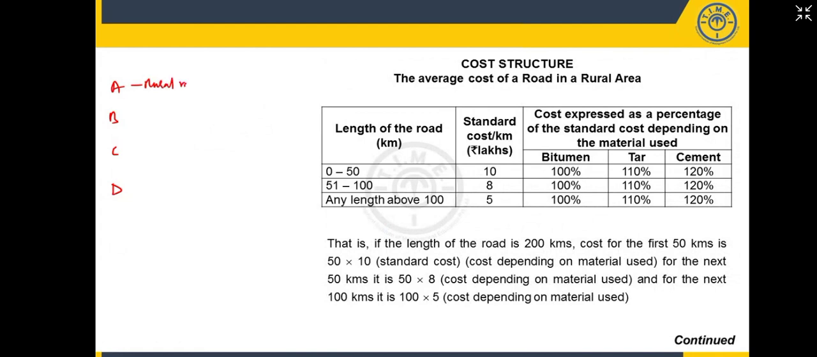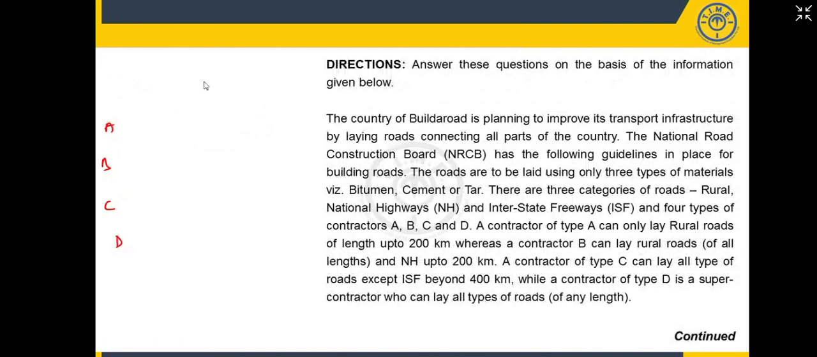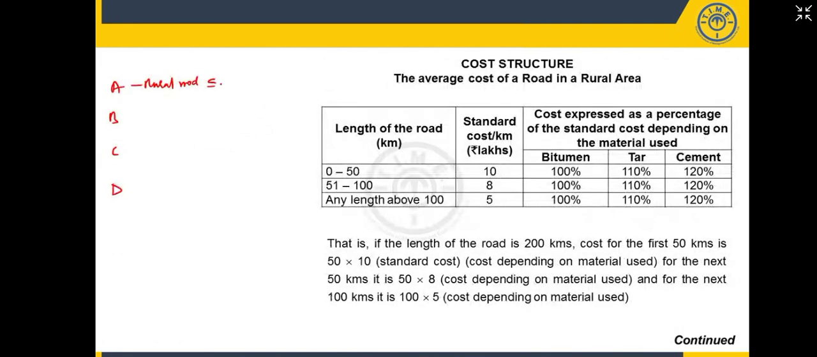rural roads, and he has a limit of how much? Rural roads up to a limit of 200 kilometers. So he can lay less than or equal to 200 kilometers. Then he is called contractor A.